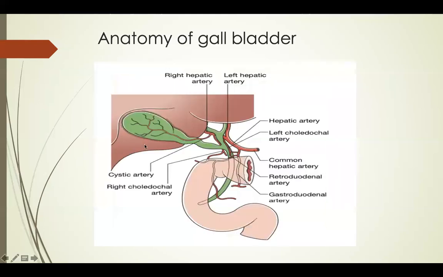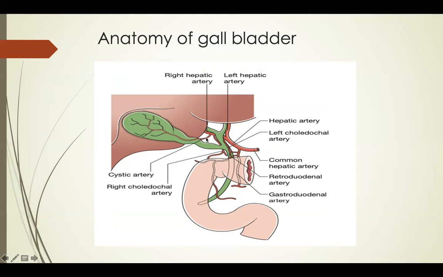And this is just further anatomical detail. You can see this is the right hepatic artery, and this right hepatic artery gives rise to the cystic artery. And this area you can see is called Calot's triangle.